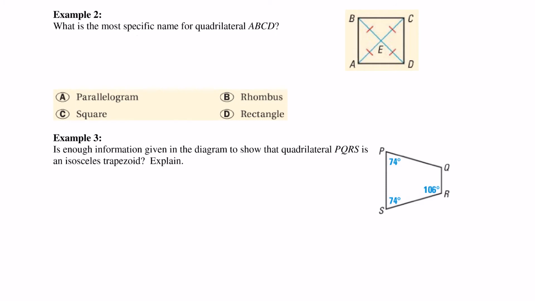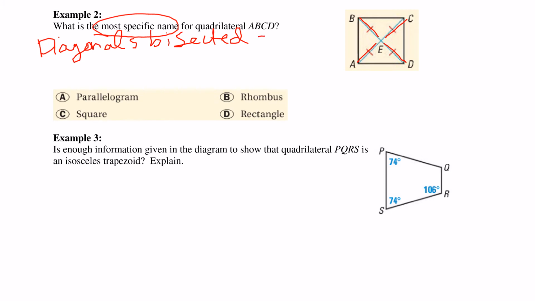For example 2, we need to figure out which one is the most specific name for this quadrilateral. We can see that our diagonals are bisecting each other, because BE is congruent to ED and AE is congruent to EC. So this tells us it is a parallelogram first. Then we need to check if the diagonals are congruent to each other, so AC is congruent to BD. And this is more specific: a rectangle.